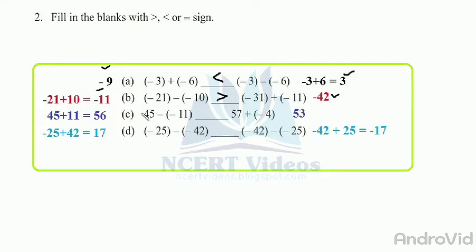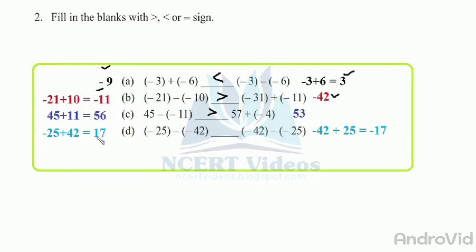Now C part, 45 minus minus is plus. Therefore 45 plus 11 gives you 56. Now here 57 plus minus 4, that is plus minus is minus. So we will subtract, that is 53. So 56 is greater than 53.